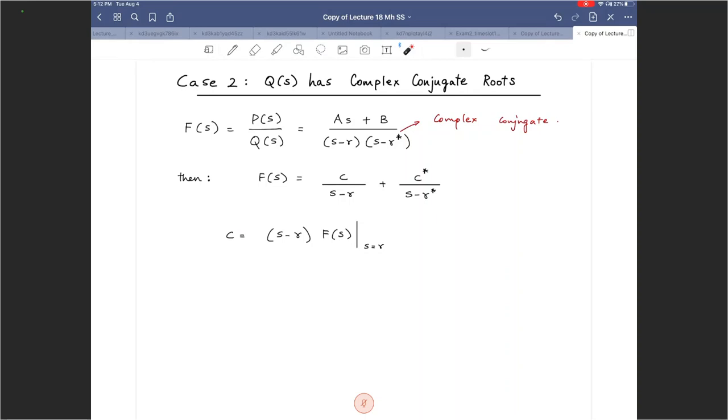In that case, I can write f of s using partial fractions as two terms. One of them is some constant c divided by s minus r, plus that same constant conjugated divided by s minus r conjugate. And you evaluate c by simply multiplying the function f of s by s minus r and evaluating that function at s equals r. Something similar to what we have done before. So that's how we would handle complex conjugate roots with case 2. All of this, again, is being done so that we can break up f of s and write terms to be able to use the standard Laplace transform pairs.